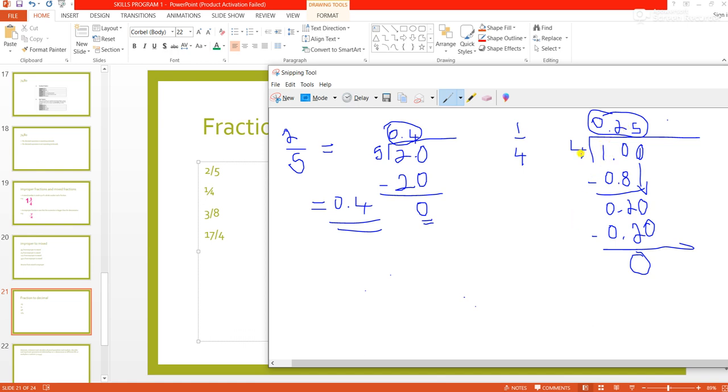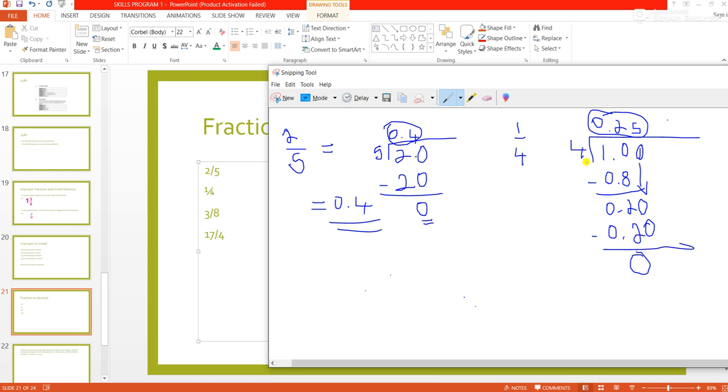We took out 4 out of our denominator. Our denominator will always be outside, our numerator will always be inside. So how many times does 4 get into 1? It's 0, and we have to include a 0. So we'll assume that this is 10. So how many times does 4 get into 10? It gets into 2 times. We'll write it on top.